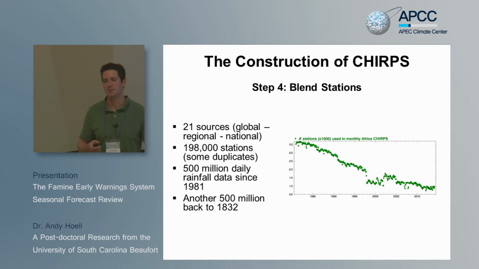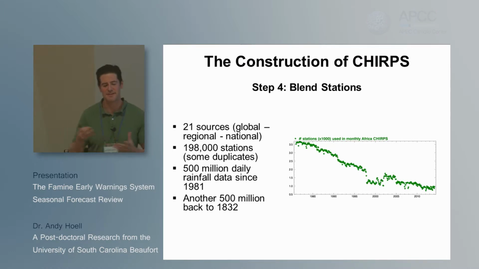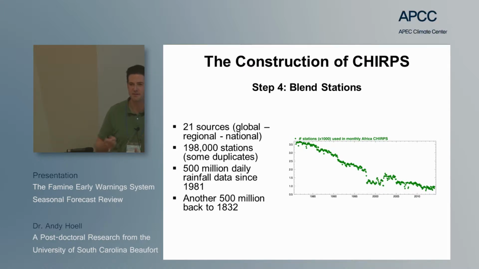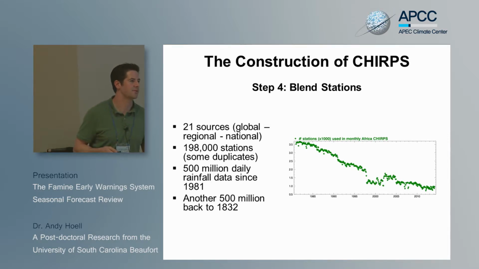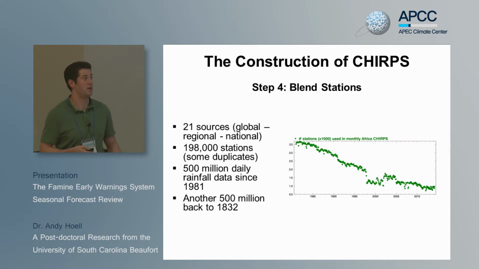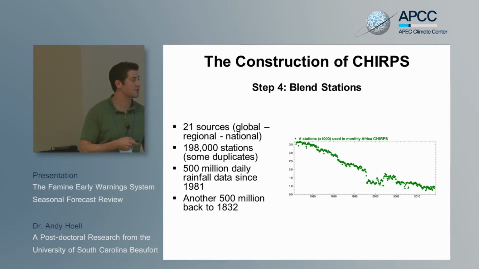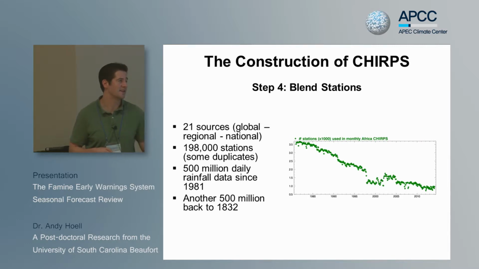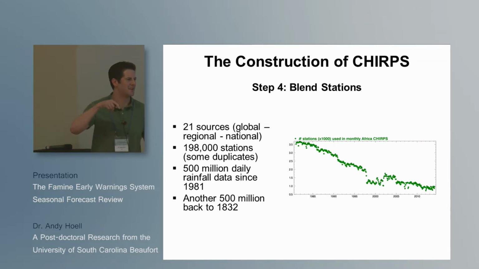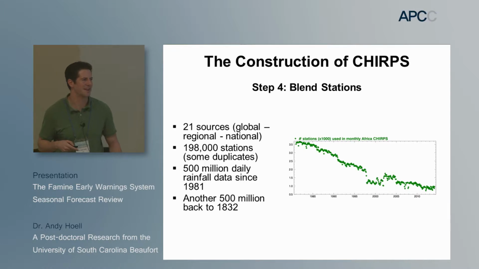It's interesting how we got our hands on a lot of this station data. It turns out there are so many different data sources that you're constantly saying, oh yeah, there's a new data source and this and this. So we're constantly updating CHIRPS with more data sources that come to light throughout time. And that's really important. So CHIRPS is ever evolving. There are 198 stations with duplicates and 5 million daily rainfall data since 1981. I don't know why this is on the slide, 500 million back to 1832.